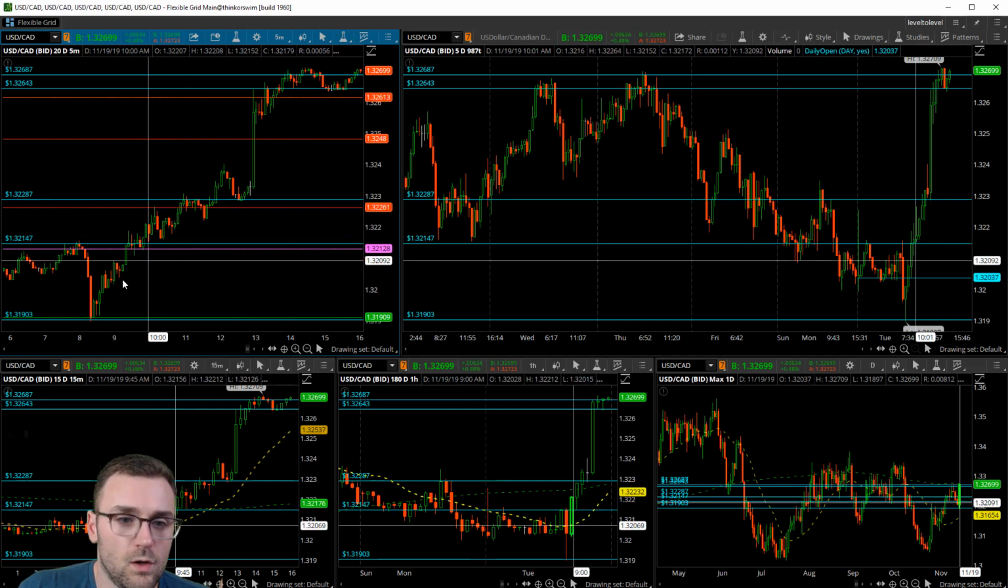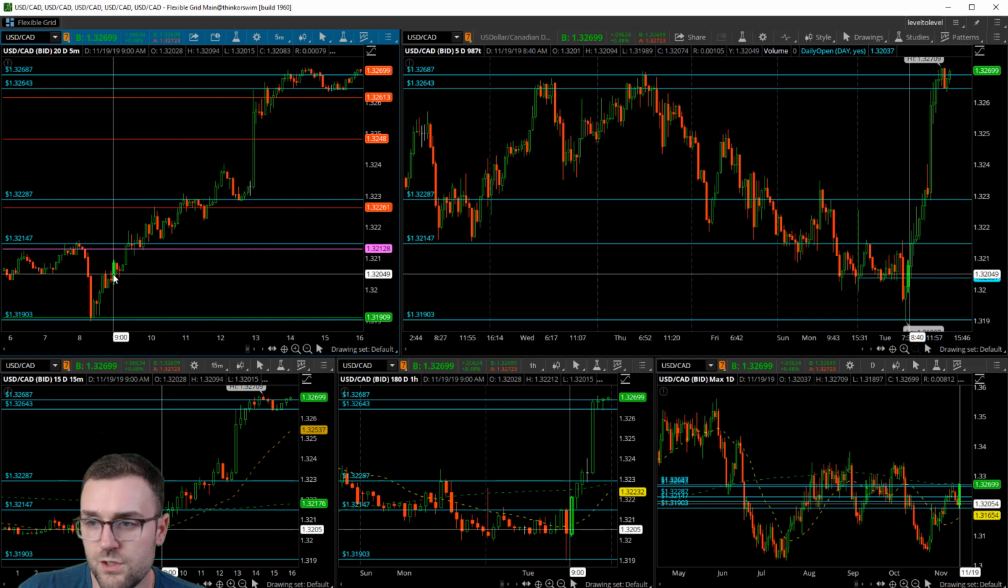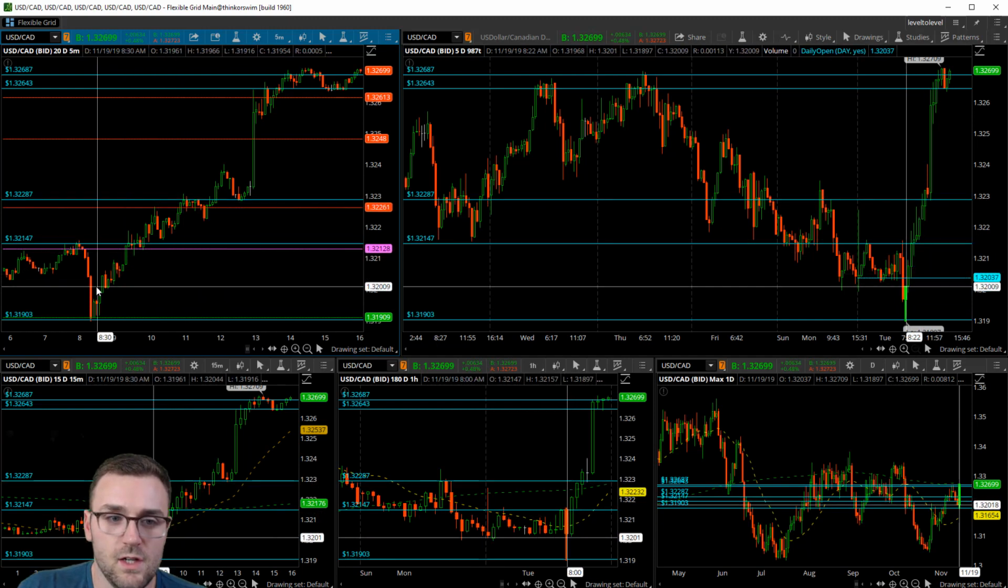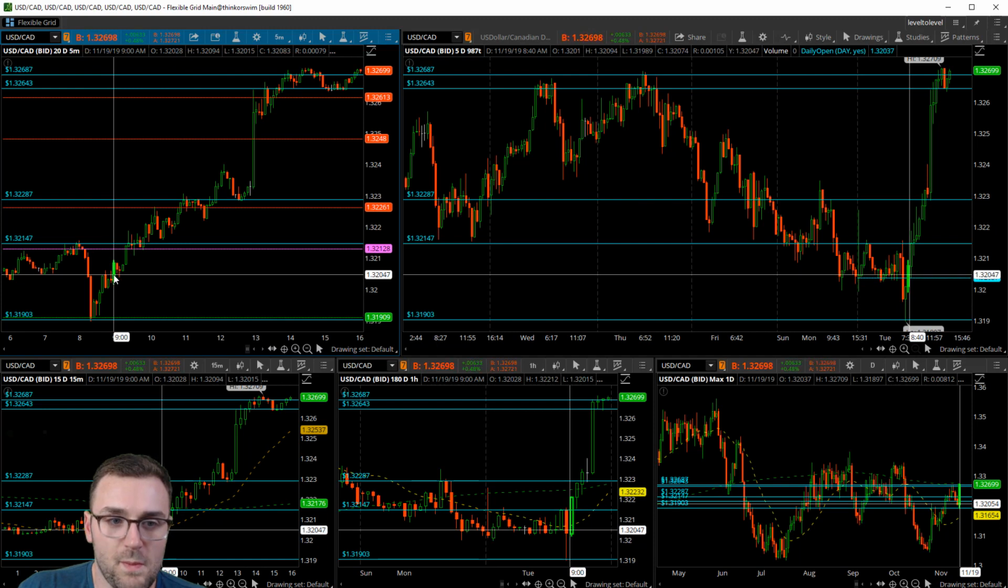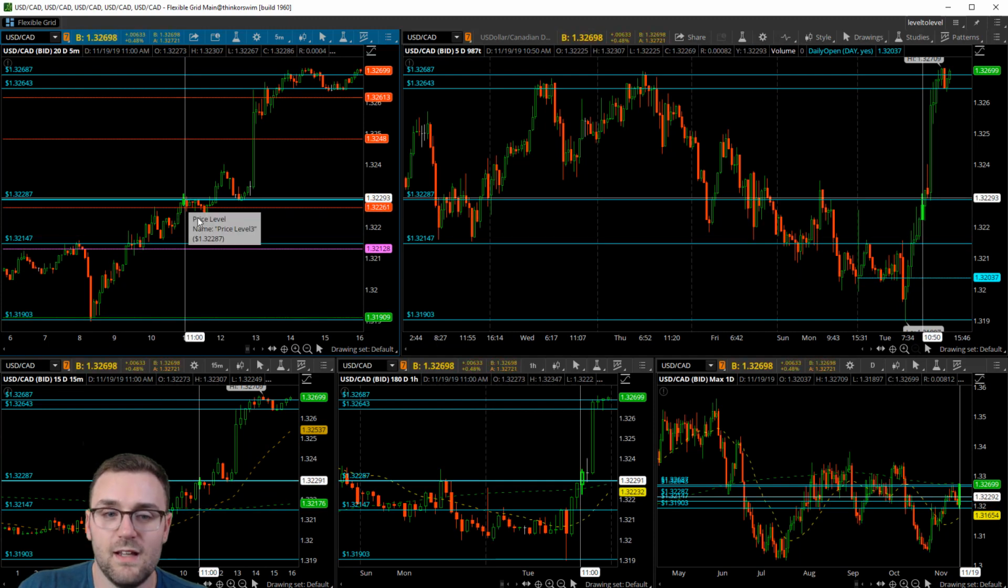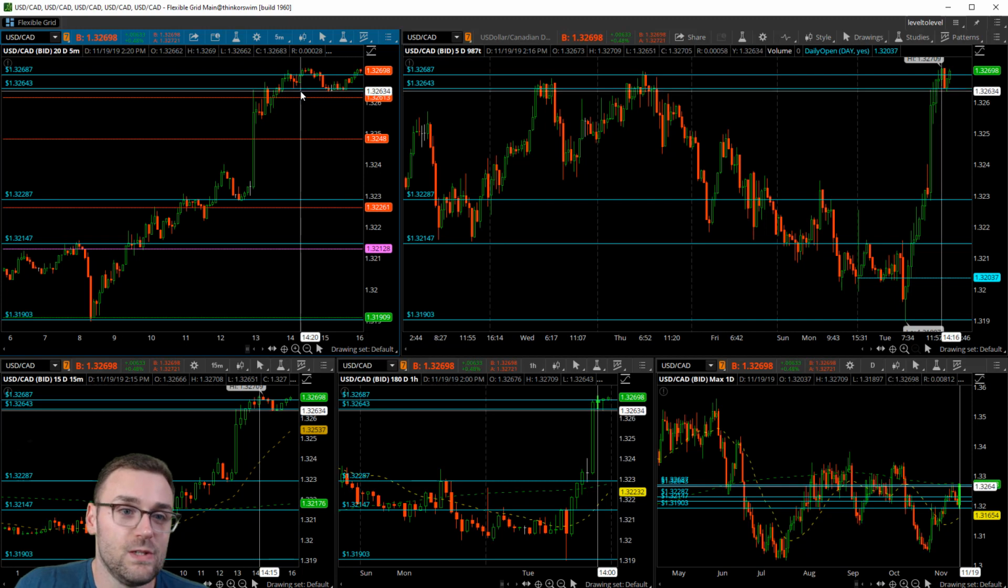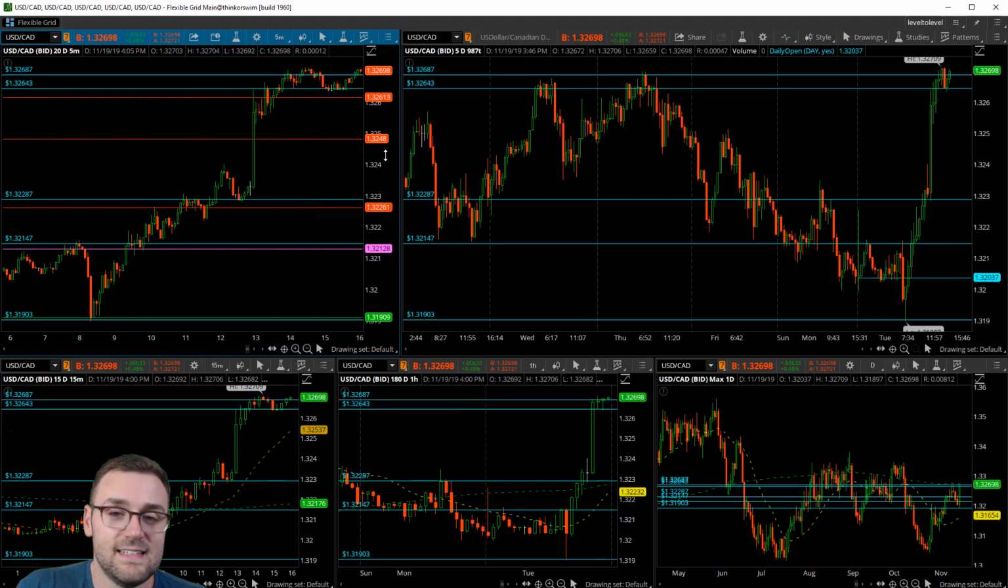So from 1.32049 up to 1.32287. I just caught this little bit of the move from about 9 o'clock this morning till about 11 o'clock, so basically a 2-hour window for that trade. Now, it continued to run. It hit my upper levels up here, 1.32643 and 1.32687. So the USD CAD market ended up ripping.